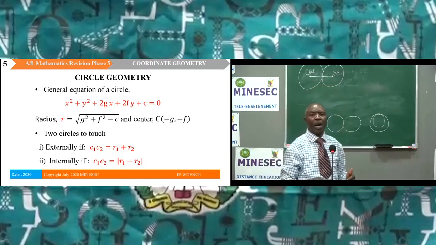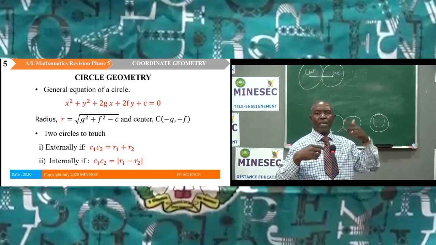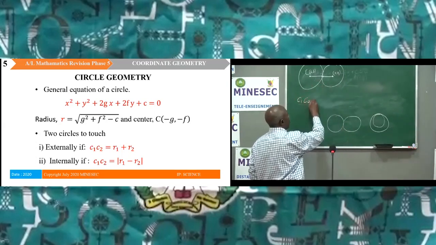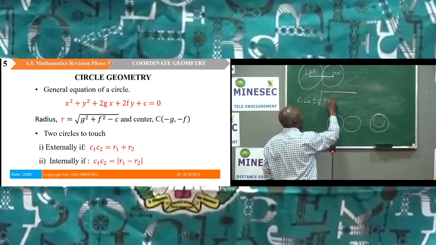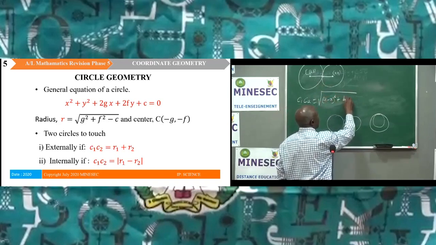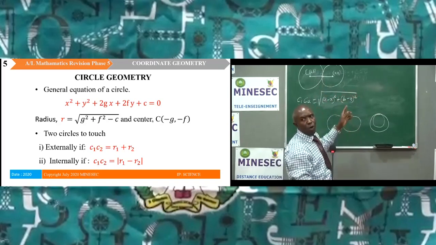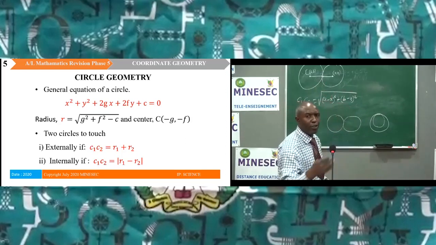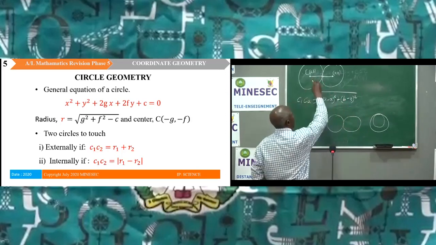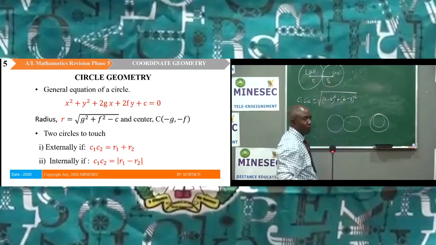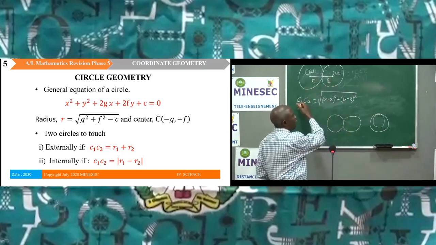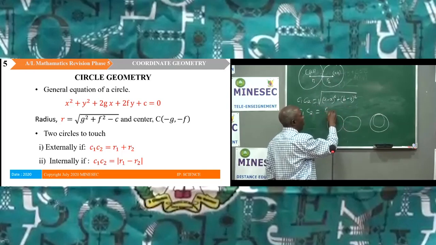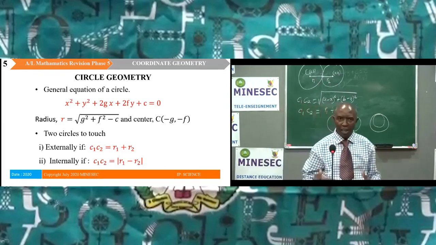So what is the distance? How do we look for the distance between two points? We saw in coordinate geometry that the distance between C1 and C2 is equal to the square root of (a minus x) all squared plus (d minus y) all squared. Having obtained the radius of each of the circles, let's call the radius here R1 and here R2. If the distance between these two centers is equal to the sum of their radii, then the two circles touch externally.